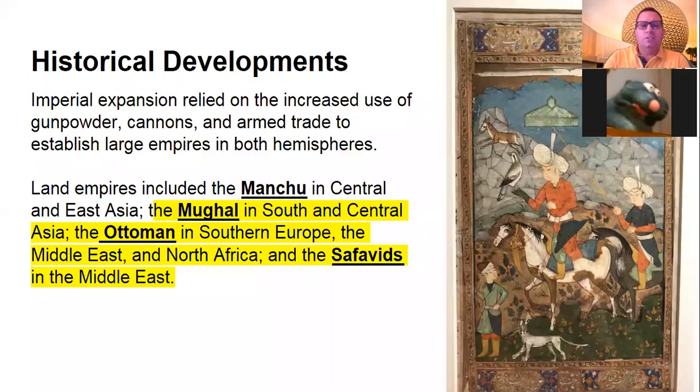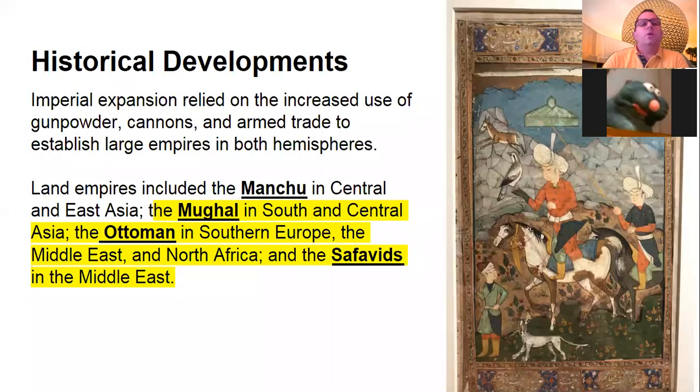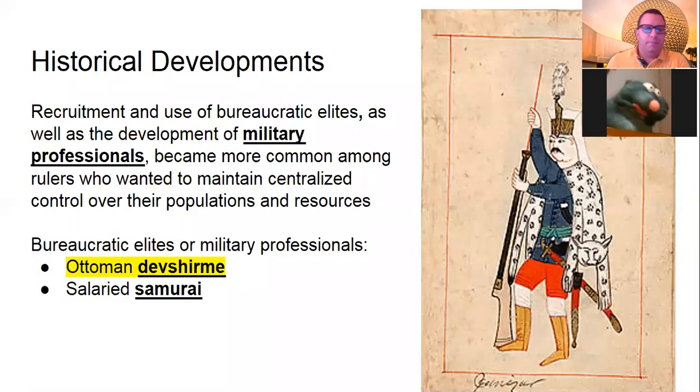Okay, so as we continue to move on, in terms of Muslim empires, we're going to focus on 3 of them today. We are going to focus on the Mughals, we're going to focus on the Ottomans, and we're going to focus on the Safavids. So those are going to be our 3 main Muslim land-based empires that we'll focus on today during this time period.